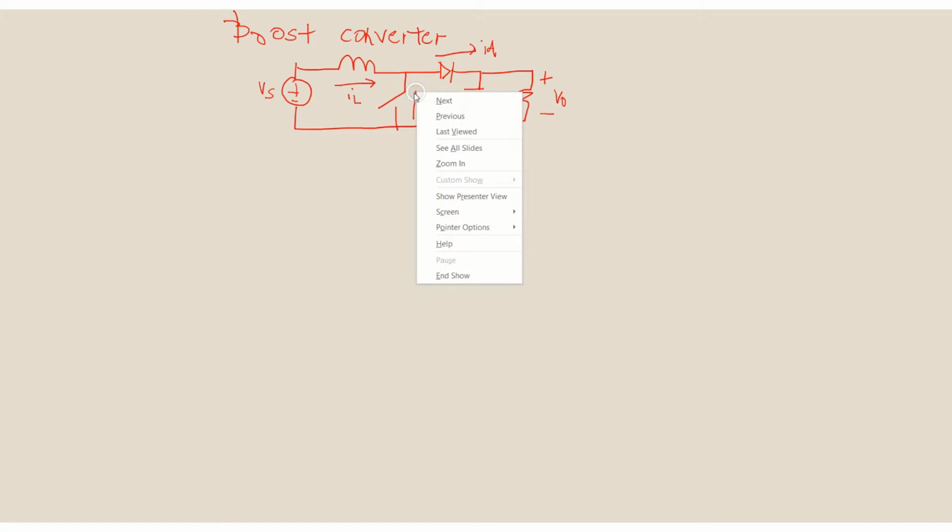The direction of the IS depends on which mode, so I'm just going to draw it like that. And you know that this is your plus minus VL, the voltage across the inductor.